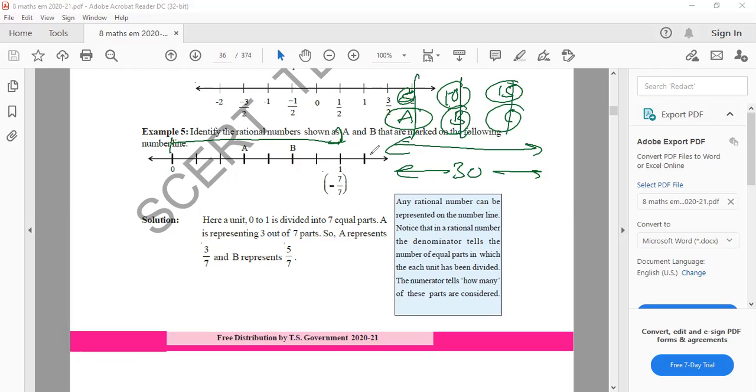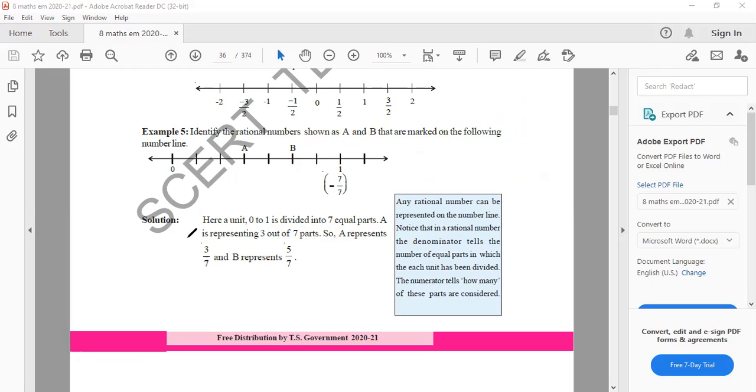What is the A? What is the B? What is the C? Total they mention. What is A, B, C? They're asking. So still you need to understand very clearly. I'll take this simple one.